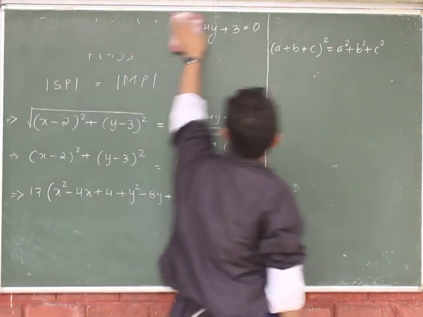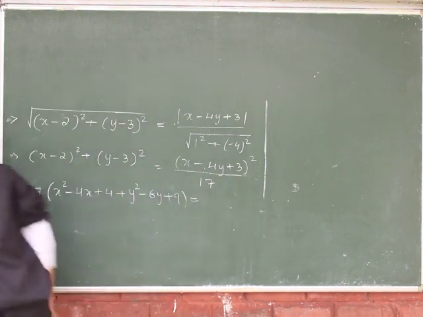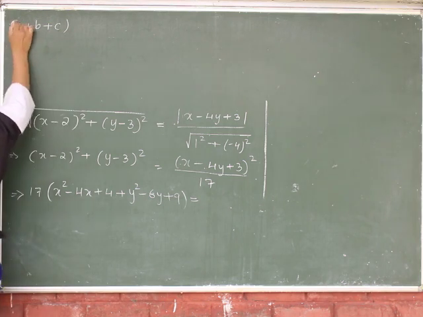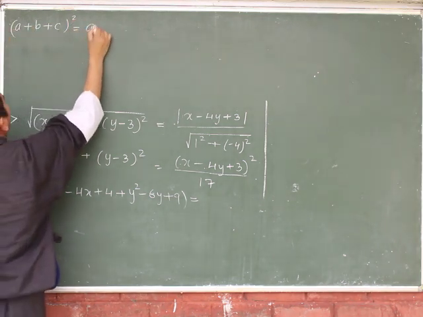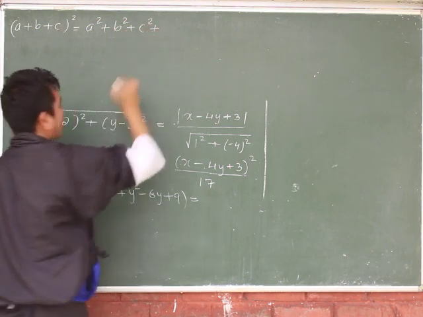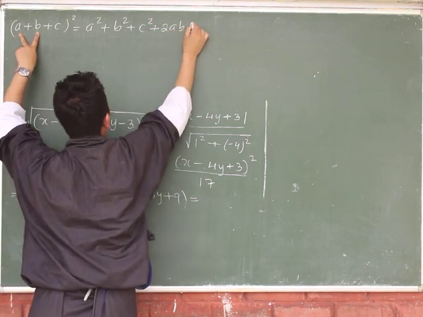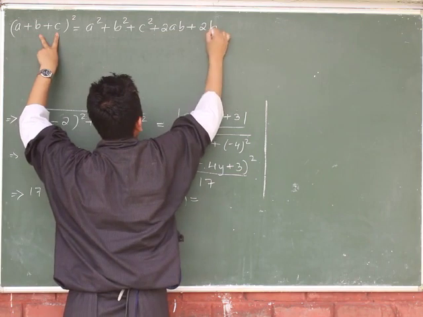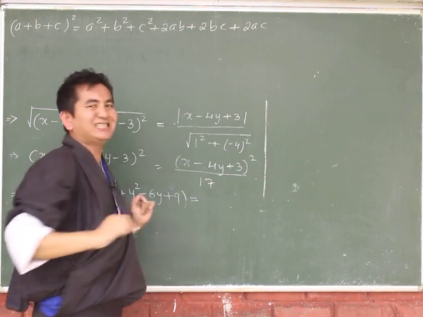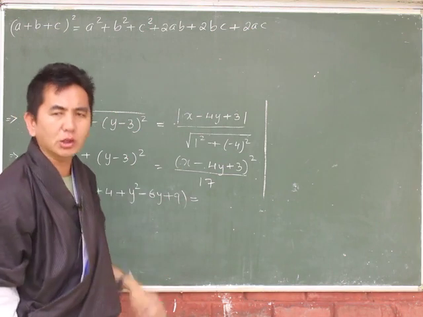Let me rub this one here. I need more space. We have the formula (a + b + c)² is a² + b² + c² + 2ab + 2bc + 2ac. This is the formula for (a + b + c)².